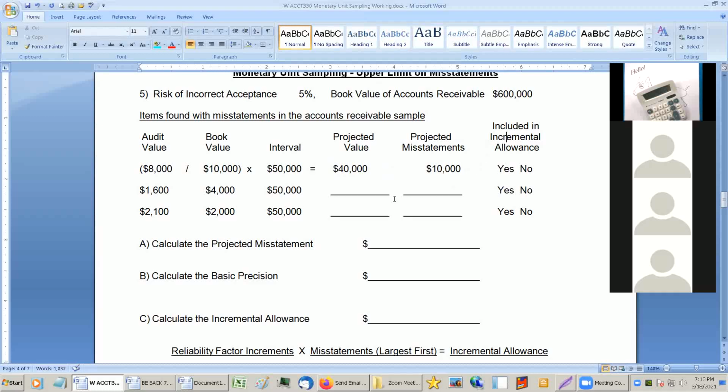Is it included in the incremental allowance? It is. The book value is less than the interval, so yes, it will be in the incremental allowance, which we'll talk about in a few minutes.